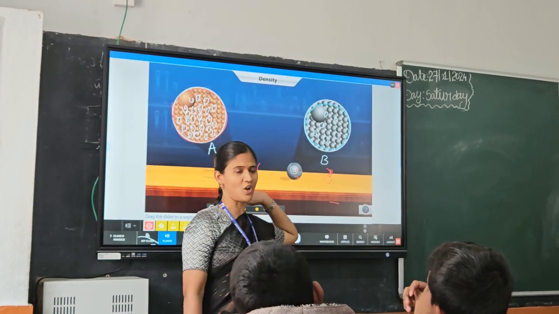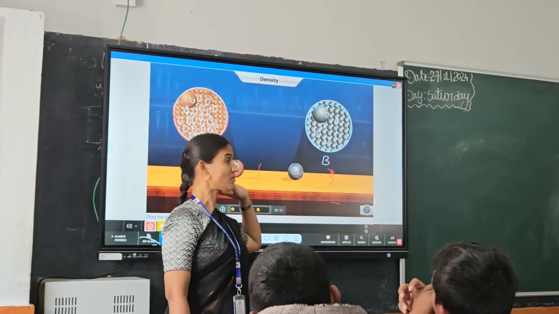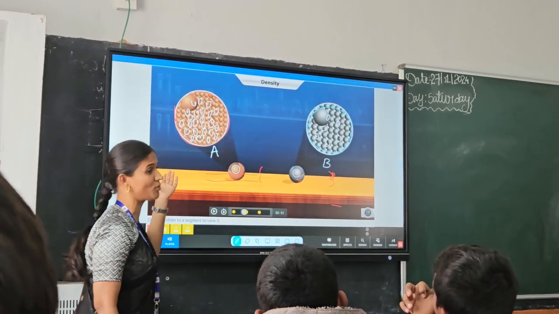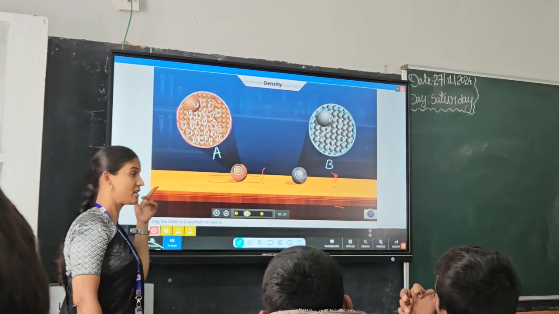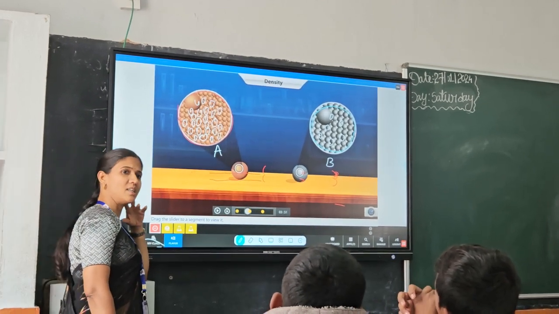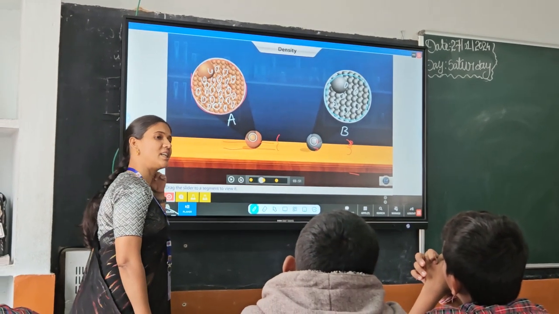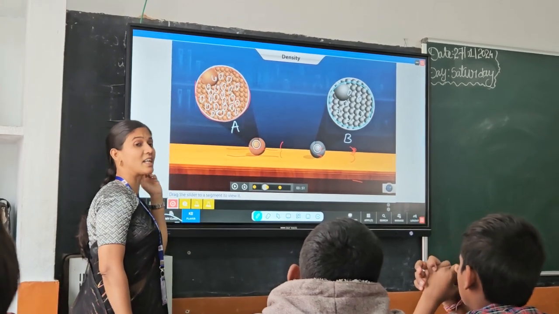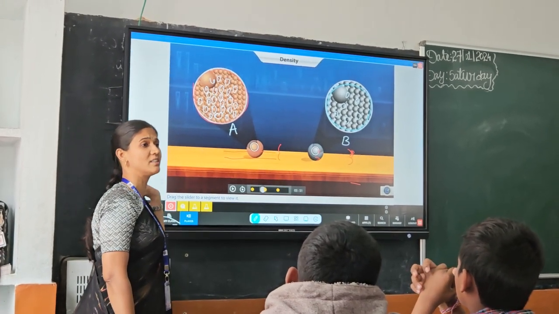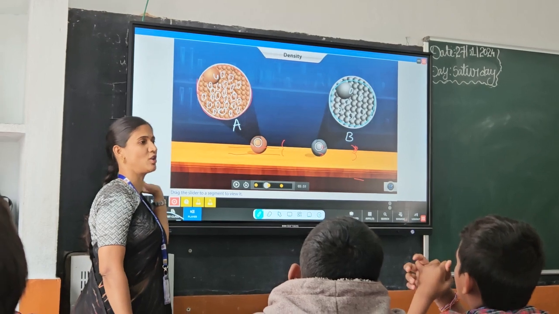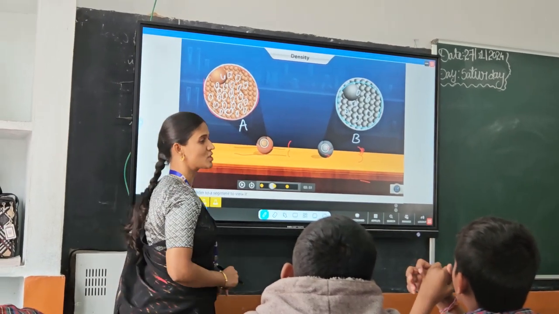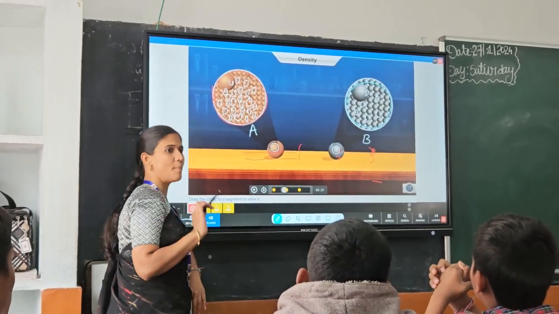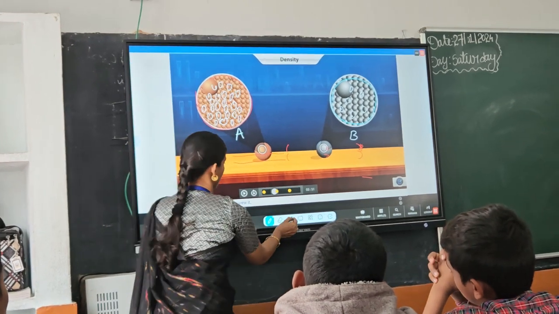For given volume, volume is same, no? So which density is more now? You can tell, no? A. Density of B is less. Like this we will define density. For telling density, what do you need, children? Mass and volume. Mass by volume. So density is equal to mass by volume.